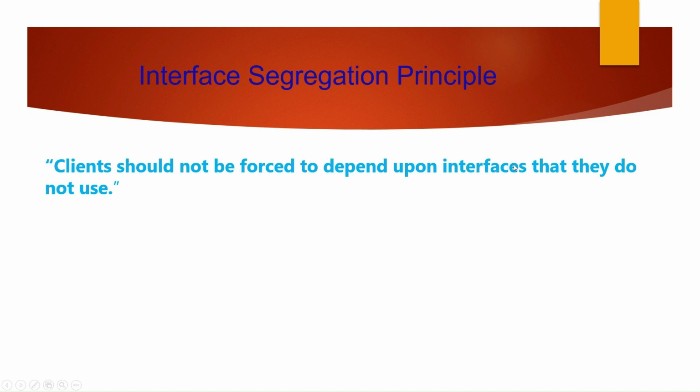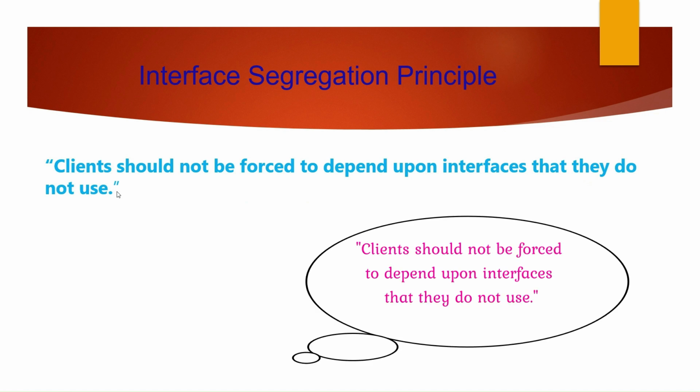Clients should not be forced to depend upon the interface that they do not use. We should not force a class that inherits an interface with five methods to implement all five methods. So instead of a fat or bulky interface, we should have small, multiple interfaces. Out of one interface with five methods, we can have one interface with three methods and another interface with two methods.